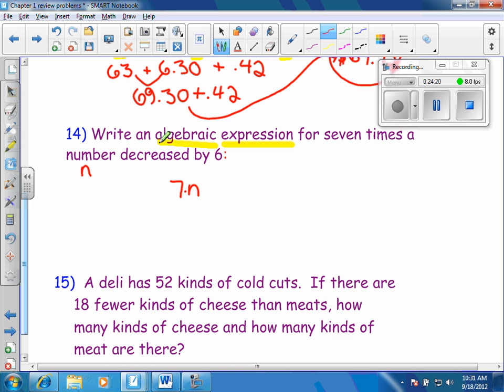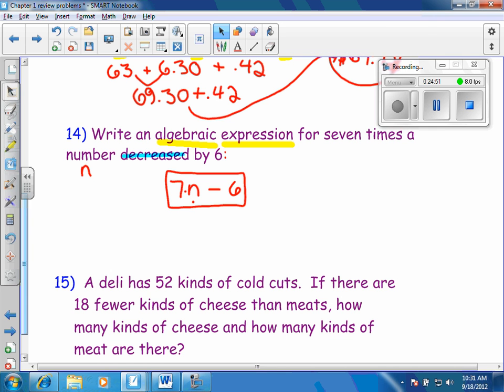And the word decrease means to subtract. So you're going to take your 7n and you're subtracting from that 6. That's how you write an algebraic expression. So an algebraic expression has a variable in it, the variable's n, and it has a math operation. We have multiply here and we have subtract.